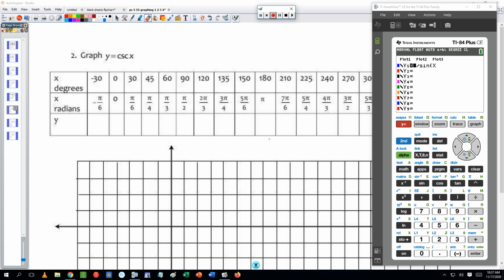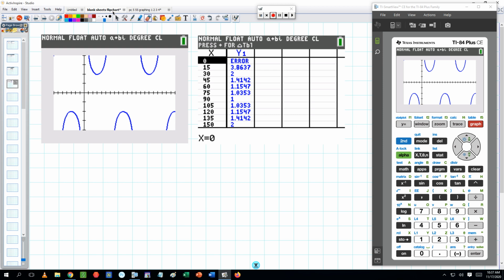Let's make a key for cosecant. When you graph cosecant, you'll type in 1 over sine, and just like secant, you're going to have some n's and some u's. So if you look at your table, at 0, you have an error message, which means you have an asymptote right there.